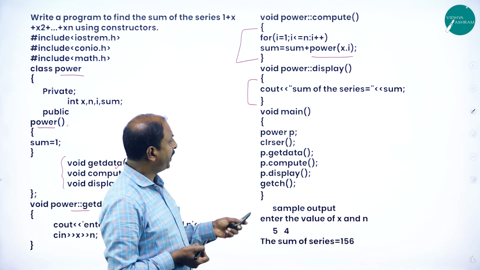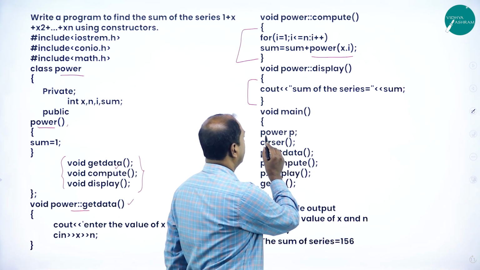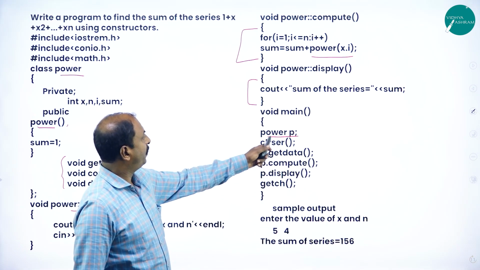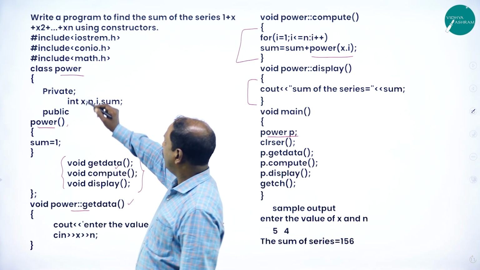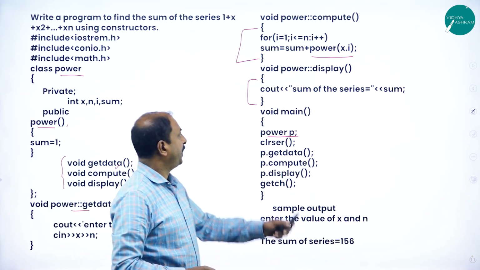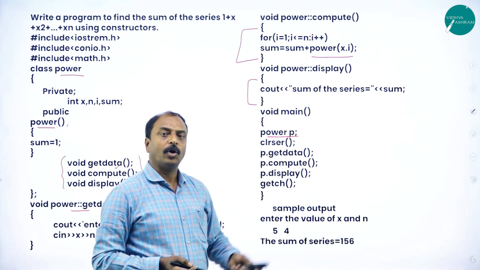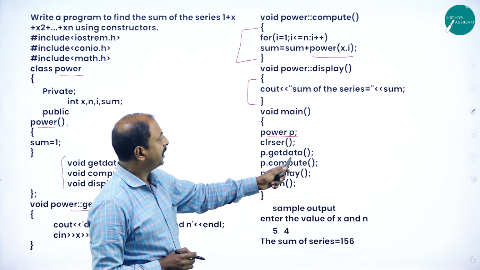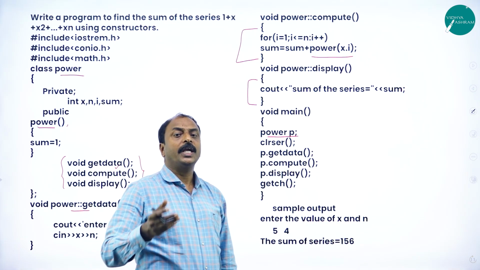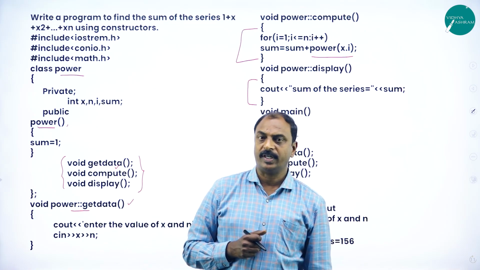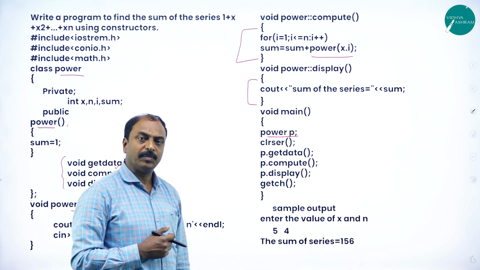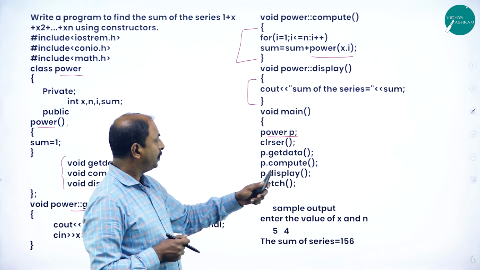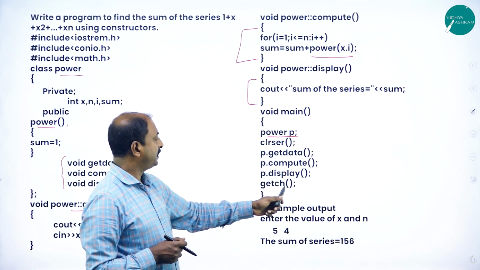So under void main, the first step is defining an object of a class. So that is power. Power is the name of the class here, power space p. Here p is an object. So then clrscr, then p dot getdata. So we have to invoke the functions. We have to call the functions one by one in the same order. So p dot getdata, p dot compute, p dot display, and getch.